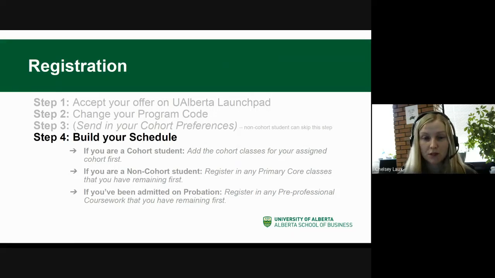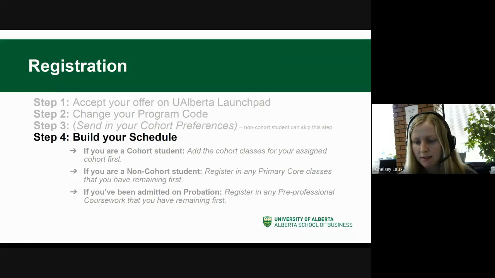Now, you're going to go in and build your schedule. After you've been assigned to a cohort, you're going to add the cohort classes for your assigned cohort first. If you're a non-cohort student, you're going to register in any primary core classes that you have remaining first, and then any secondary core on top of that. If you've been admitted on probation, you could also be considered a non-cohort student. So if you've been admitted missing math or stats or econ or something like that, you might be a non-cohort student, and therefore you'd first be registering in any of the pre-professional coursework that you have remaining, and then in anything else that you need for your primary core.